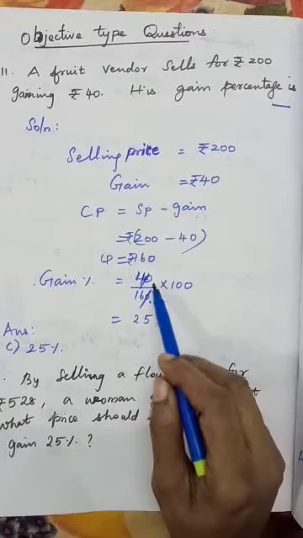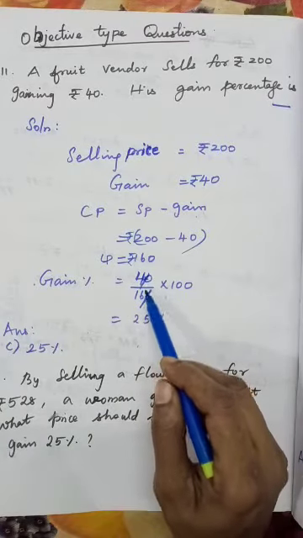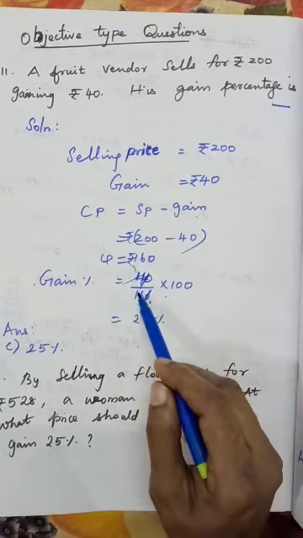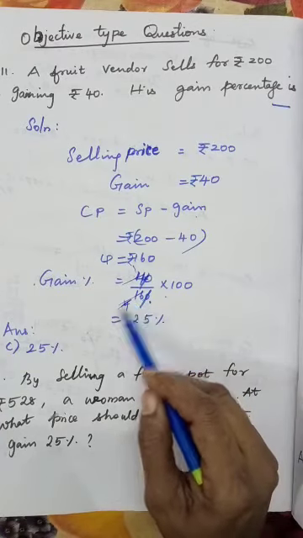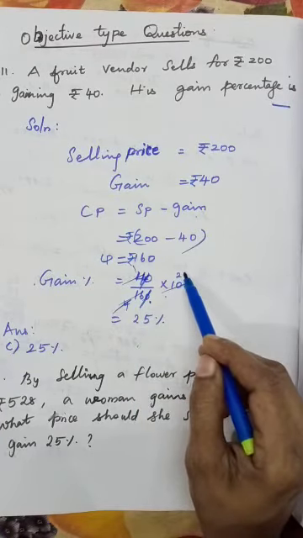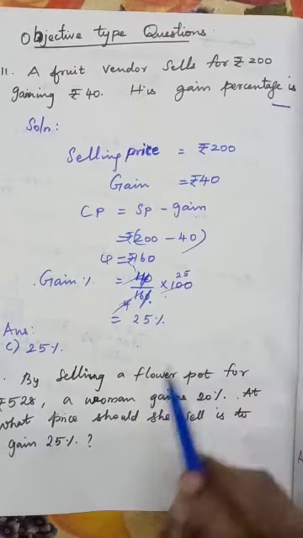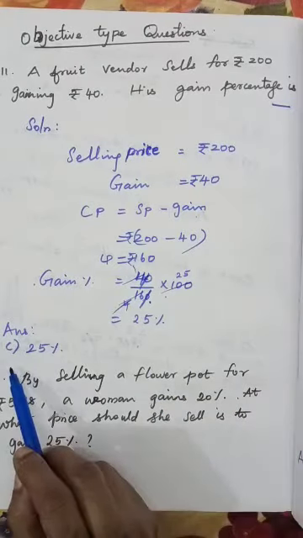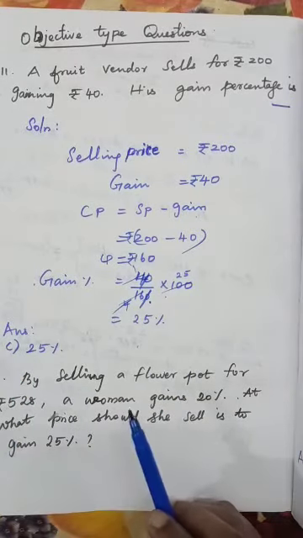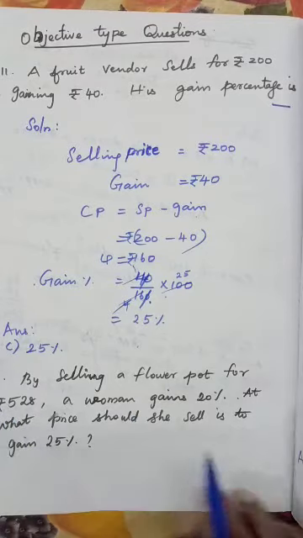So gain percentage is equal to 40 by 160. 0, 0 gets cancelled. 1, 4 is 4. 4, 4s are 16. So 4, 25s are 100. So 25%. That is answer C, 25%. Shall move to 12th problem.